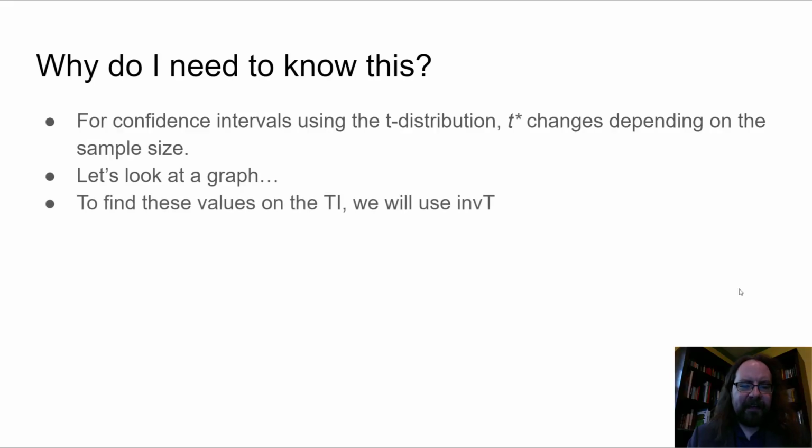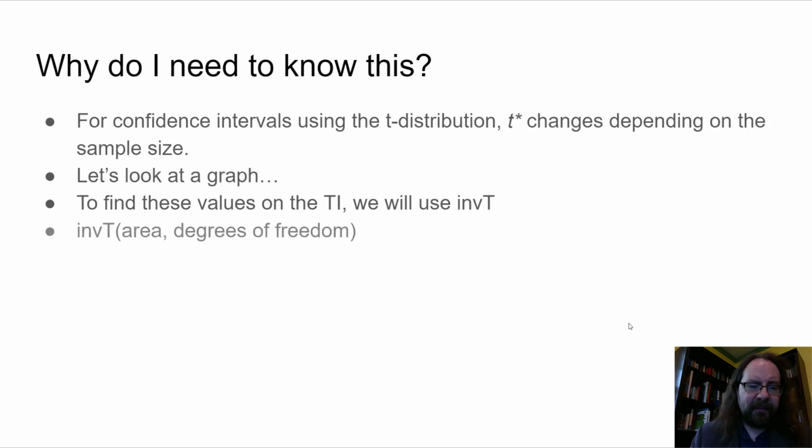So as we can see, we're going to need to use inverse t on our calculator to find these values, and what we're actually going to put in is going to change depending on our sample size. The way inverse t on a calculator works is you have to put in the area that you want, which again is going to be that total area from -infinity to your upper bound of your interval, and then the degrees of freedom. The degrees of freedom is based on the sample size.